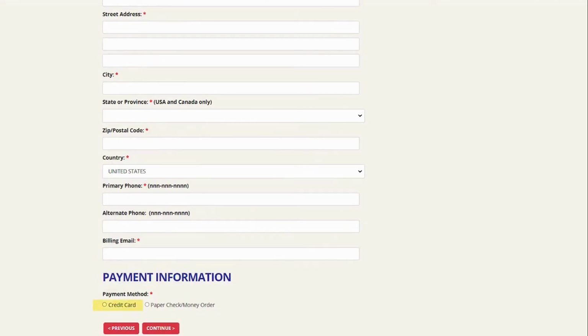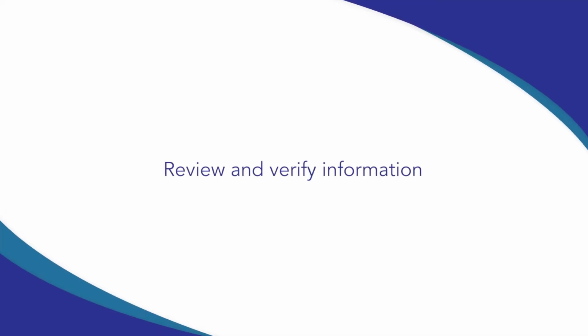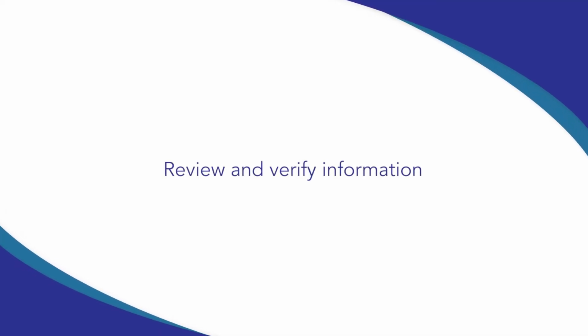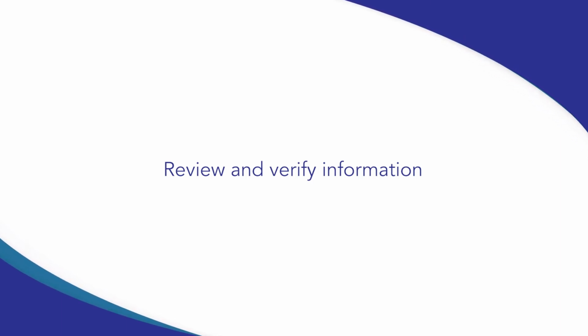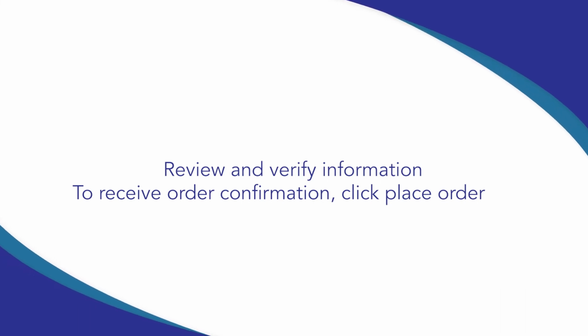You can choose to pay by credit card, paper check, or money order. After entering your payment information, click Continue. Review and verify the information in your application. If you need to return to a section, click Previous. Do not hit the back button on your web browser. To receive your order confirmation, click Place Order. Please keep a copy for your records.